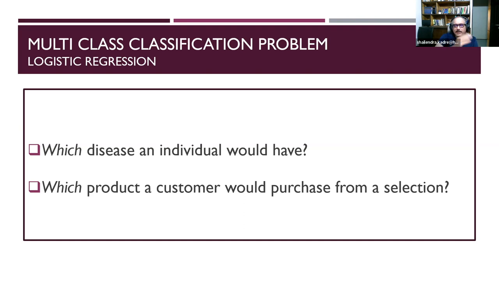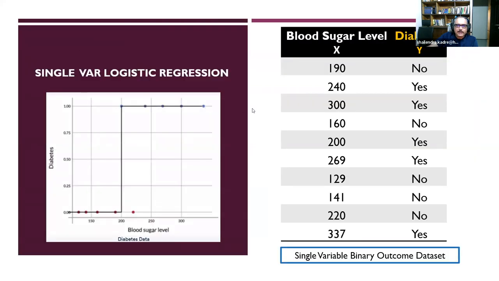So this is again a multi-class classification problem, because we are predicting multiple classes: product 1, product 2, product 3, product 4. So these two are the examples of multi-class classification which I gave you. Right. Now let us come to our simplified case.